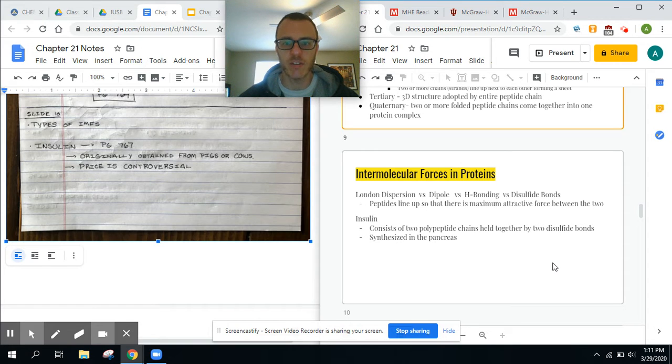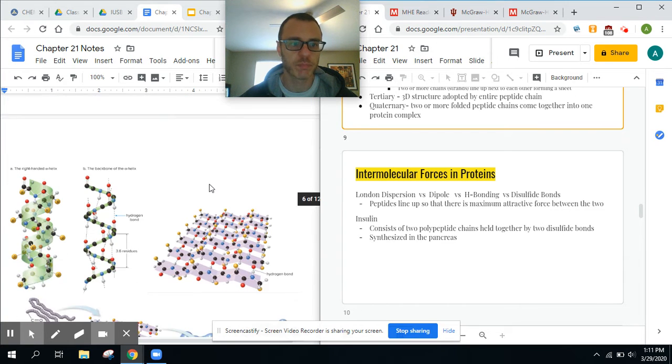And then insulin. Insulin consists of two polypeptide chains that are held together by two disulfide bonds. And this is made in the pancreas. All right. Now, type 1 diabetes, these are people born with a genetic disposition to not construct this protein. And we're going to look at where it comes from in a moment.